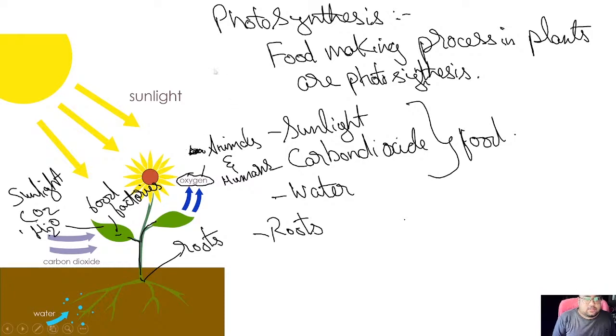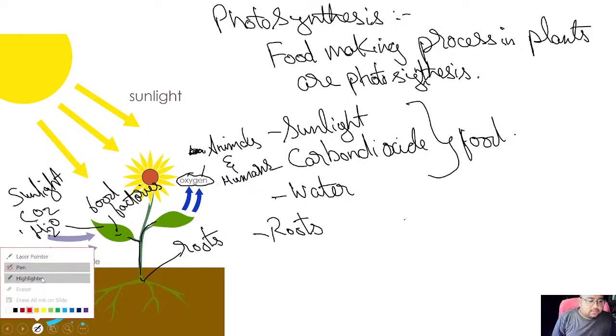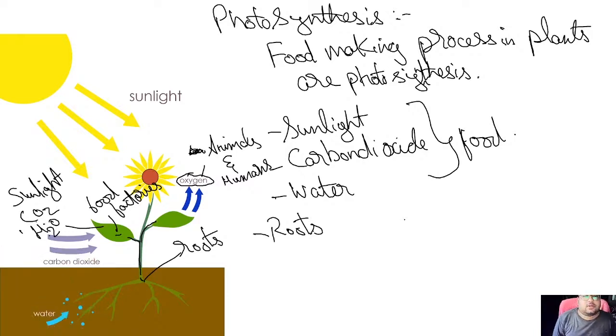So first thing, photosynthesis. The food making process in plants is known as photosynthesis. So what are the raw materials required to make the food in plants? These are the raw materials for plants to prepare food: sunlight, carbon dioxide, and water. Using these three, they prepare their food.